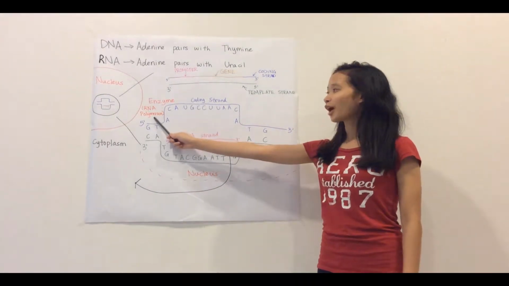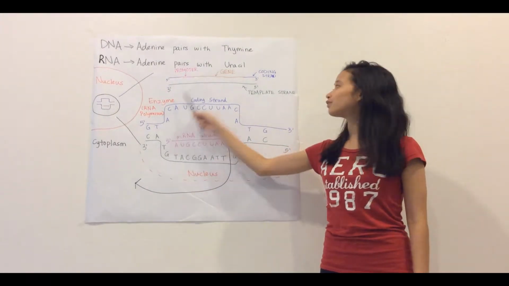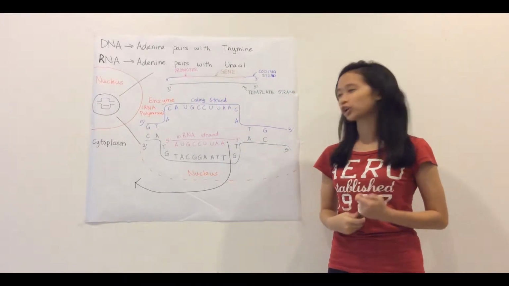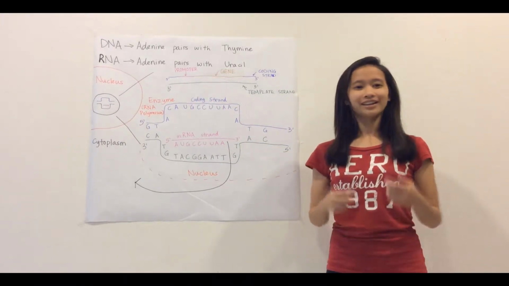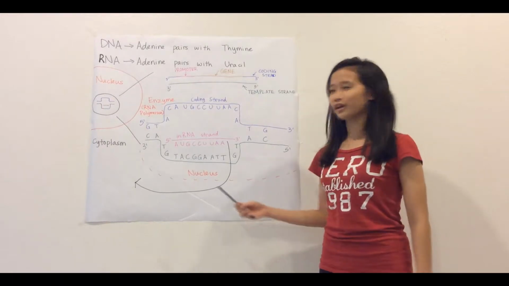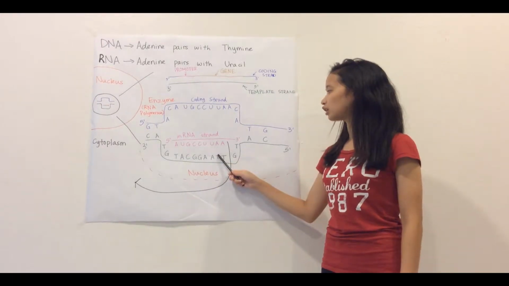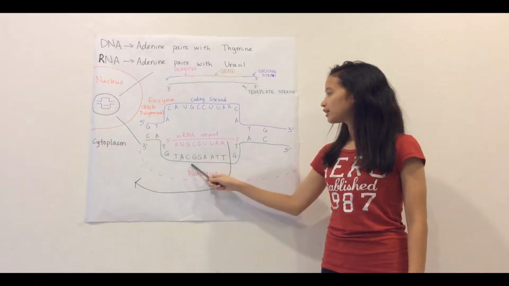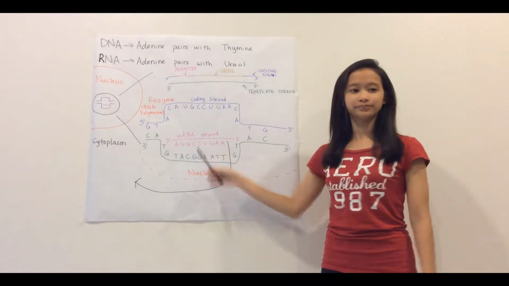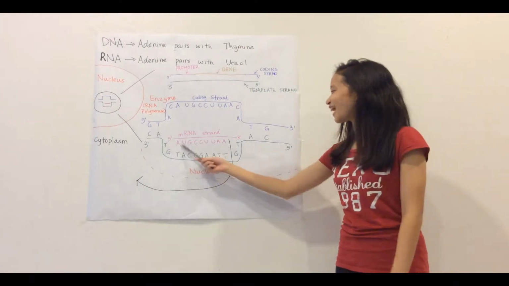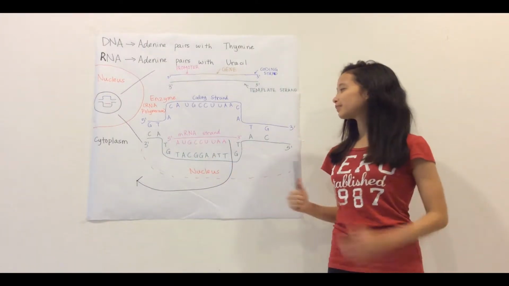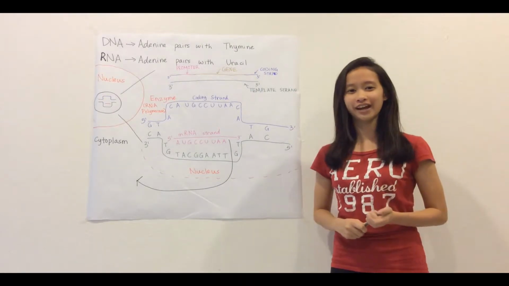After the RNA polymerase has attached itself onto the promoter, it will start the elongation process and start transcribing the DNA. The RNA polymerase will add complementary bases onto the new RNA strand. It will pair adenine with uracil, cytosine with guanine. The new RNA strand is called the mRNA, or messenger RNA. It is basically the message transcribed from the DNA.